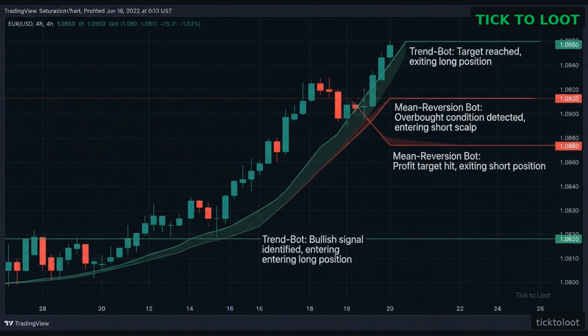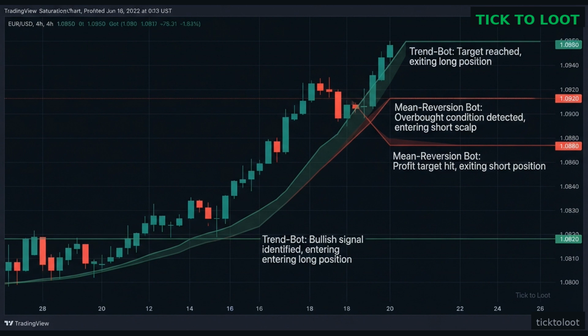In our chart, the euro to US dollar has been climbing from 1.0800 to 1.0950 over several days, a clear uptrend. Our trend following bot spots the early rise at 1.0820, jumps in long, that's buying, and stays in the trade until the price reaches 1.0950, where it exits with a profit.